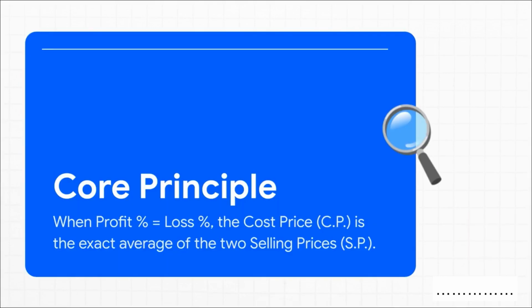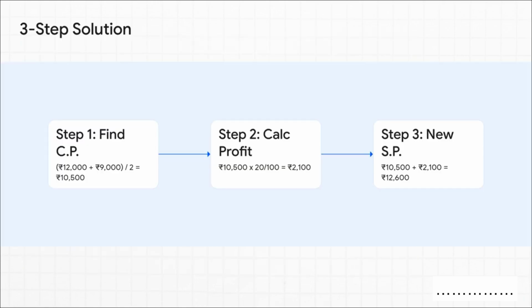All right, the secret to solving this super fast lies in one simple golden rule. Whenever the profit percentage is equal to the loss percentage, the cost price is always just the simple average of the two selling prices. That's it. This one little principle is a huge time saver in exams. Okay, let's put this principle into action.